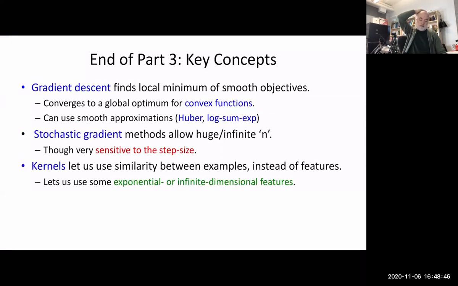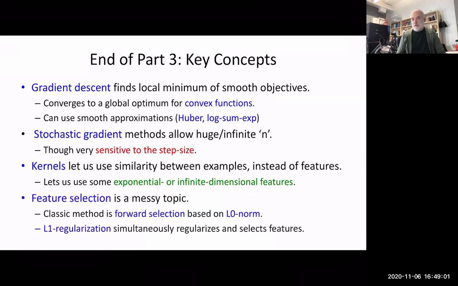Kernel methods allow us to compute using similarities between examples instead of features. And that's really critical because it allows us to pretend, and actually compute, in very large, even infinite dimensional feature spaces.